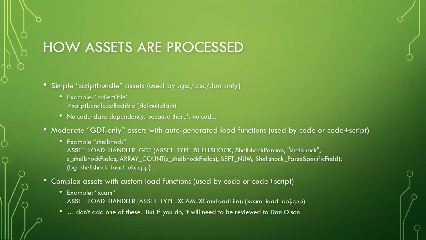Just a clarification, yes, this is for adding a new data type to the game. Yes, I'm calling that a new asset type. So when I say new asset type, I'm referring to the thing before the comma on the Zone or Z package line. So image comma, shellshock comma, collectible comma, XCAM comma, and then the name of my asset.